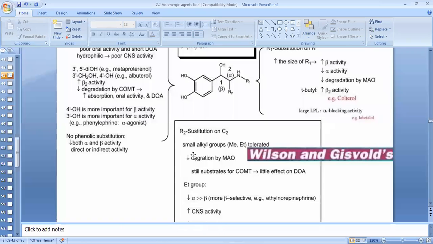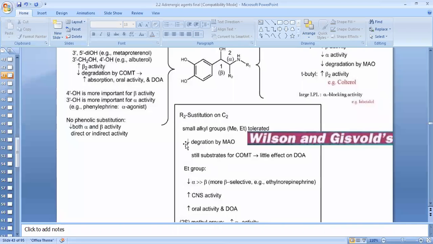a substrate for, so if we want to stop monoamino oxidase metabolism, then we can substitute by methyl or ethyl group, but they are still metabolized by catechol-O-methyl transferase enzyme, but they are going to have little effect on dopaminergic activity. So this is by methyl group.